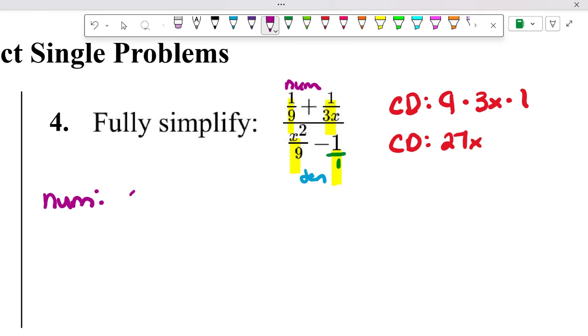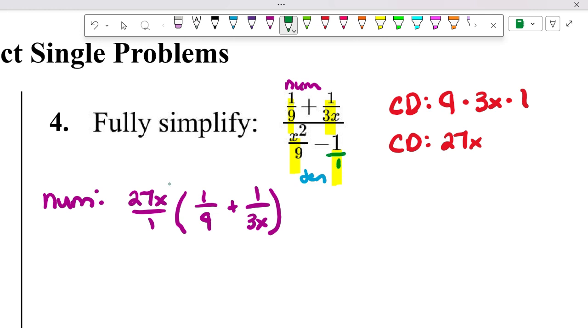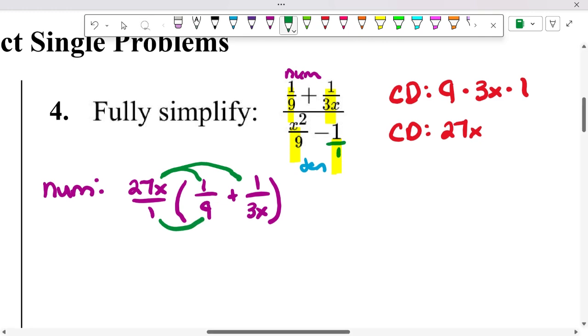Everything we're doing is going to be related to the numerator. So I'm going to take that 27x and put it over 1, because I want to multiply that whole number of 27x, not 27x over 27x, because we'd just be multiplying 1 to it, which does nothing. And I'm going to do 1/9 plus 1 over 3x. So I'm multiplying it to my entire numerator. Now, how do I multiply fractions? Just straight across. So we distribute the 27x to my 2 numerators and the 1 to my 2 denominators.